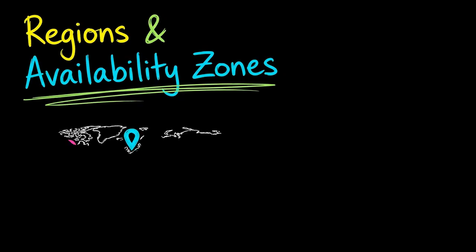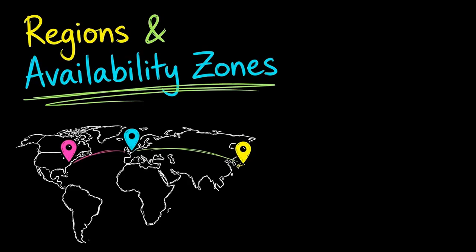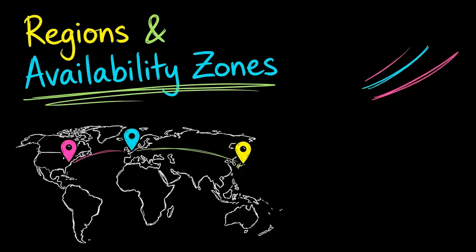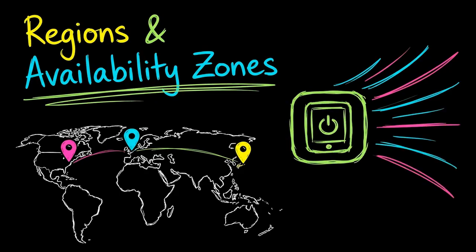Start with regions. A region is a large, clearly defined geographic area. Think Northern Virginia, London, or Tokyo. When you choose a region, you're choosing where in the world your application will live. That choice affects how fast your app feels to users, because data still has to travel across real distances.